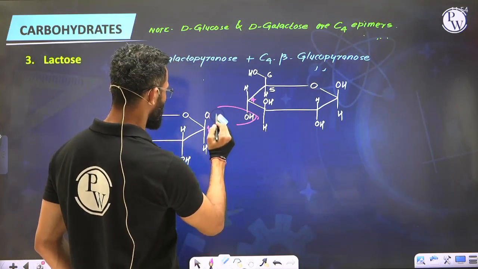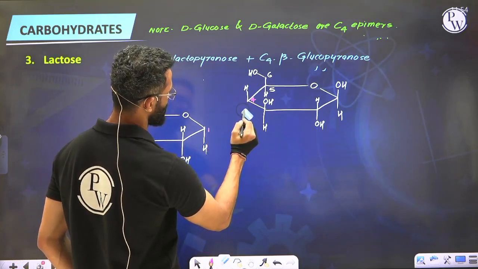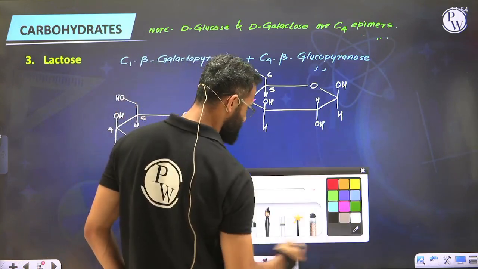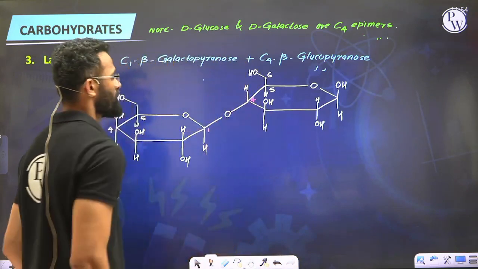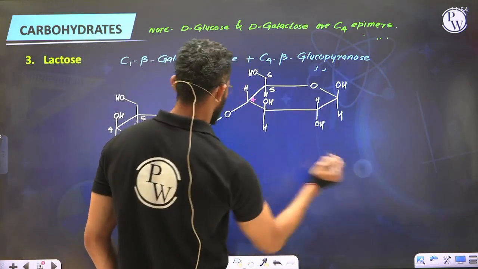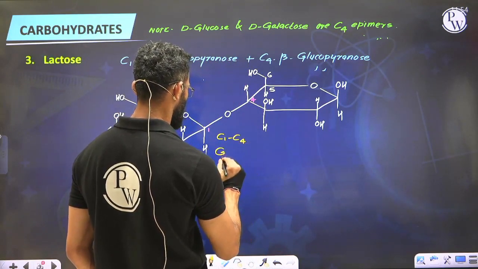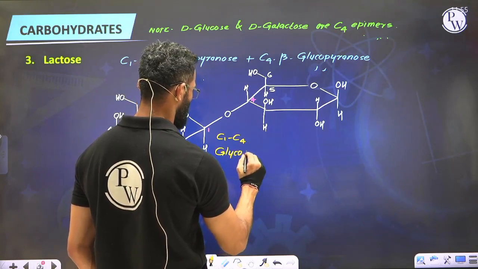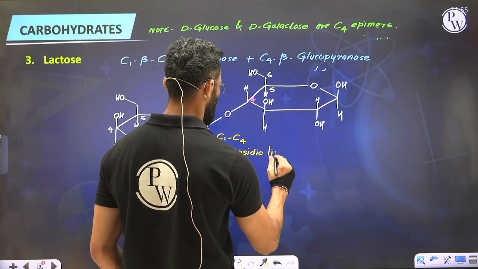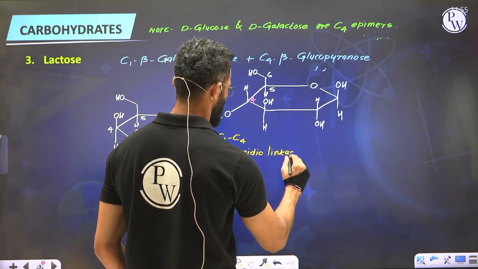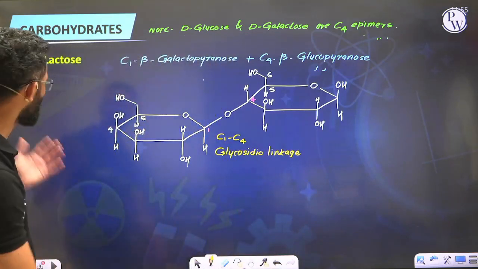Let's put it in a proper way. Okay. So that is called as C1-C4 glycosidic linkage. C1-C4 glycosidic linkage. Alright everyone, so that was all about lactose.